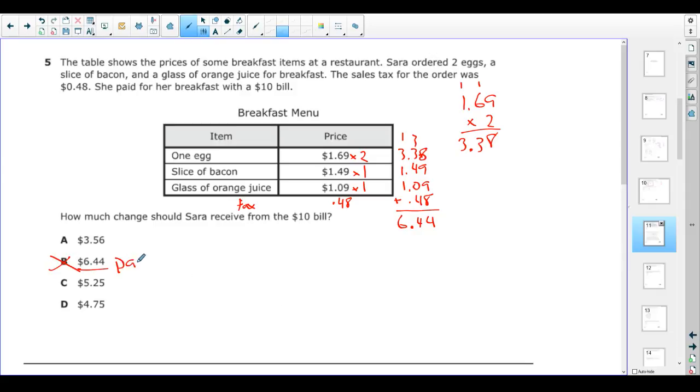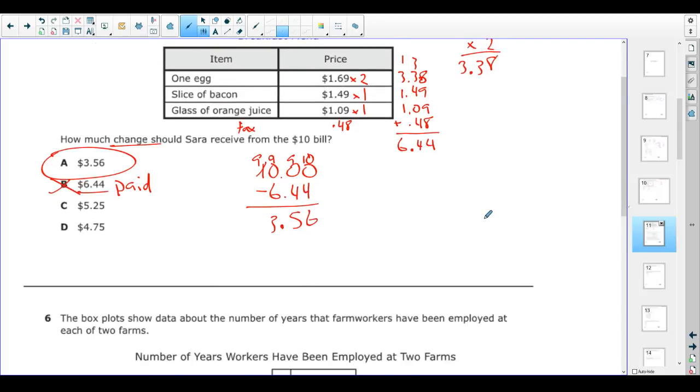This is what she paid. Remember, the question is not what she paid, it's how much change should she get back. We'd say, what is $10 minus the $6.44 that she paid? We borrow all the way through. 10 minus 4 is 6, 9 minus 4 is 5, 9 minus 6 is 3. Get $3.50 left over. Not too bad. Adding and subtracting.